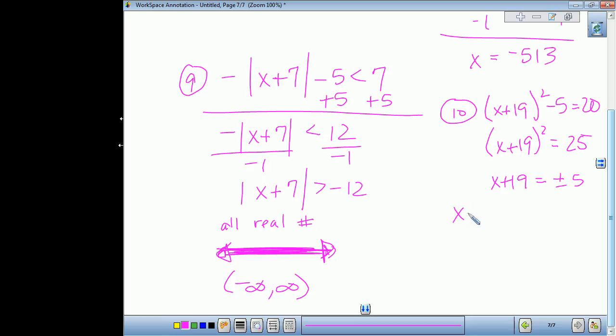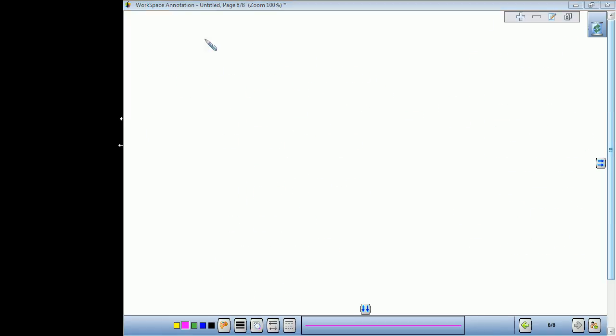So when I break this up, I get negative 19 plus 5 and negative 19 minus 5. So my answers are negative 14 or negative 24. Just a few more. 2 more and we're done.